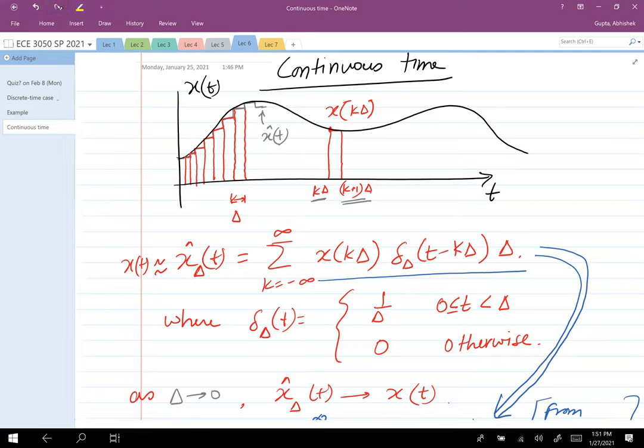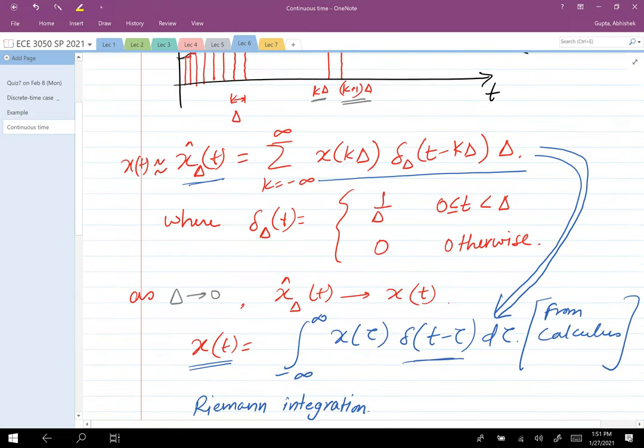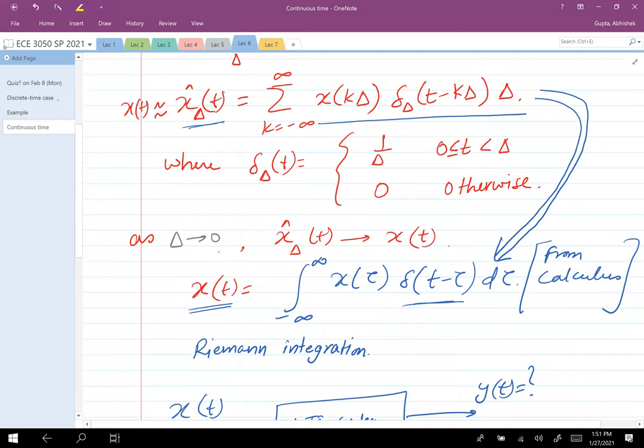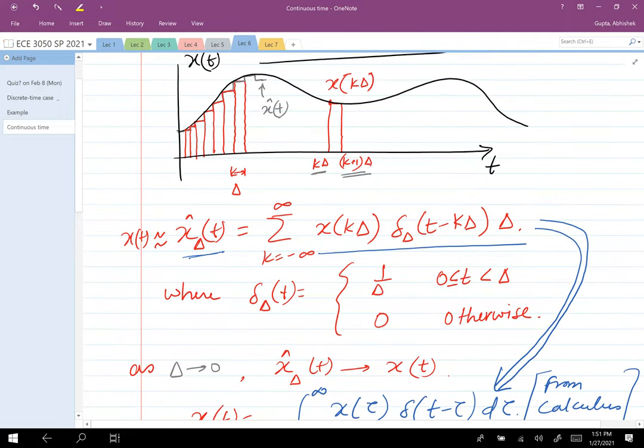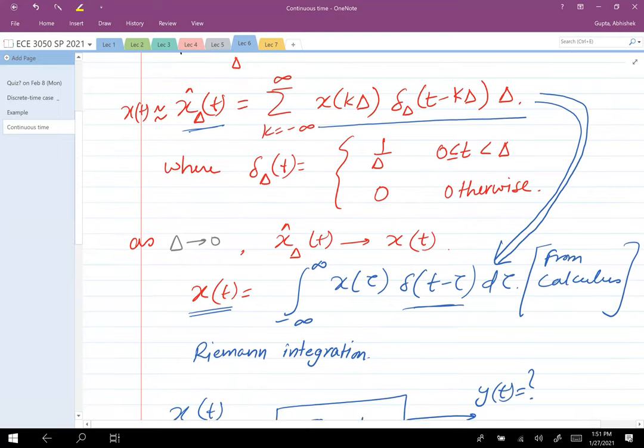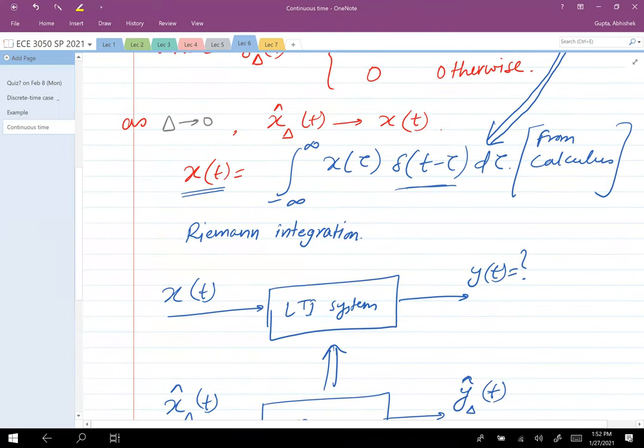With this delta function, we constructed this signal x hat delta t, which is an approximation to the original signal x(t), and delta is a small number. As delta goes to 0, this approximation x hat delta t converges to x(t), and you can clearly see that in this picture, where x hat t is this upper envelope of these rectangular blocks that I've made in gray, and x(t) is the line in black. So x hat t converges to x(t) for all t.